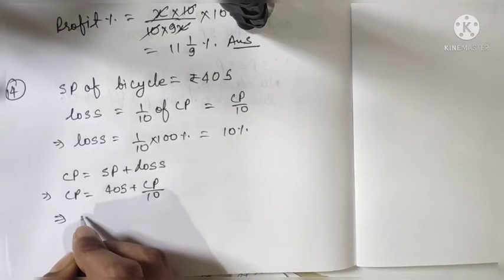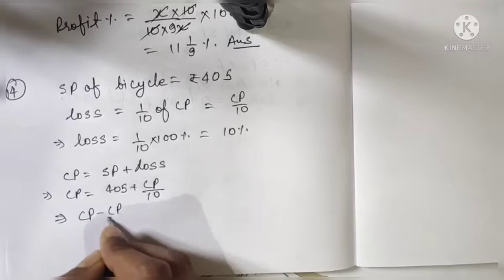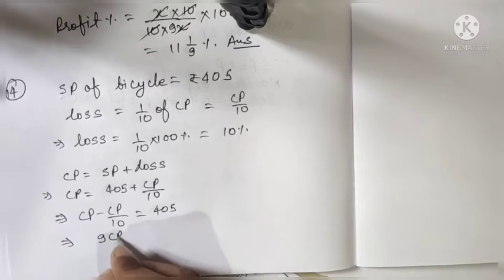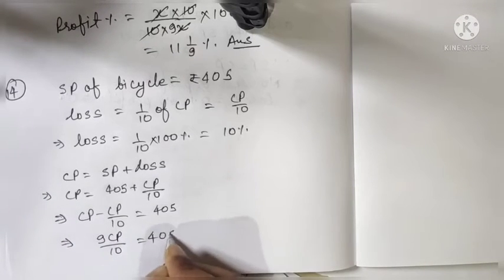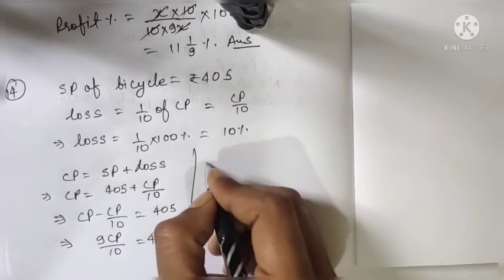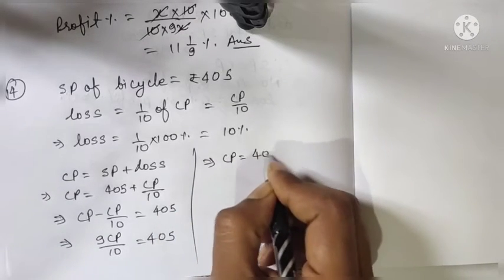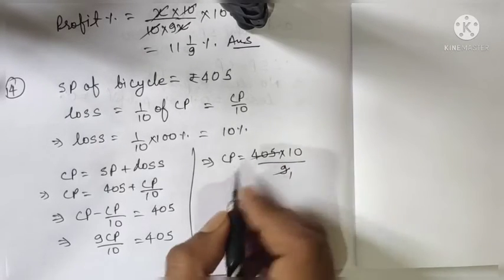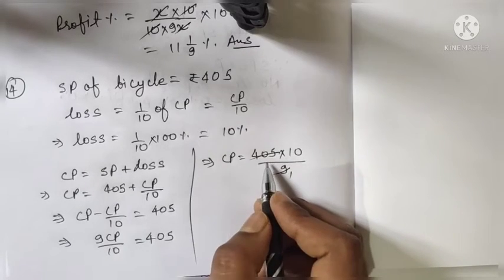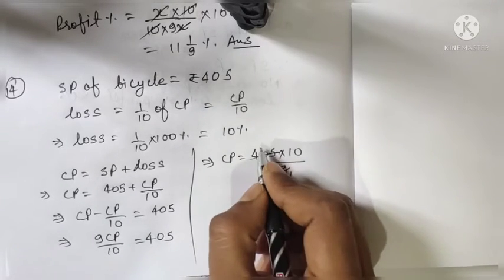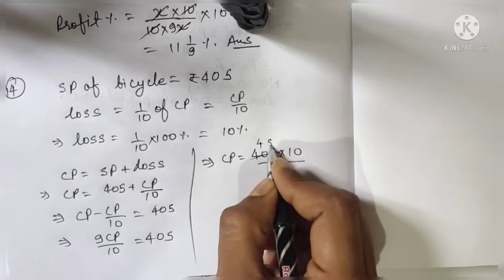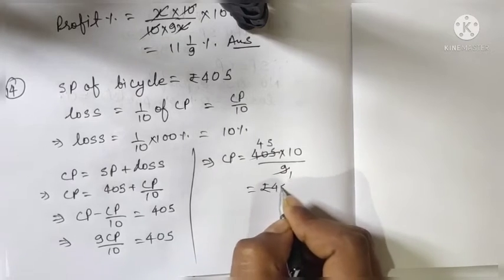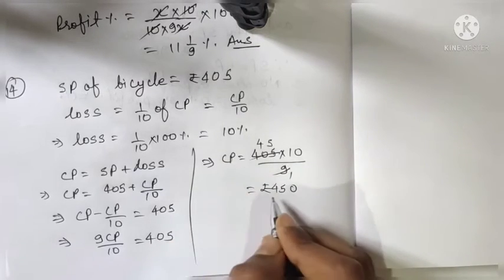That implies CP minus CP by 10 is equal to 405, that implies 9 CP by 10 is equal to 405. Hence CP is equal to 405 into 10 divided by 9. Now since it is divisible by 9, as 4 plus 0 plus 5 is equal to 9, it will be 9 4s are 36, 4 carry 45, 9 5s are 45, 45 into 10 becomes rupees 450. So this is our answer of part 1.